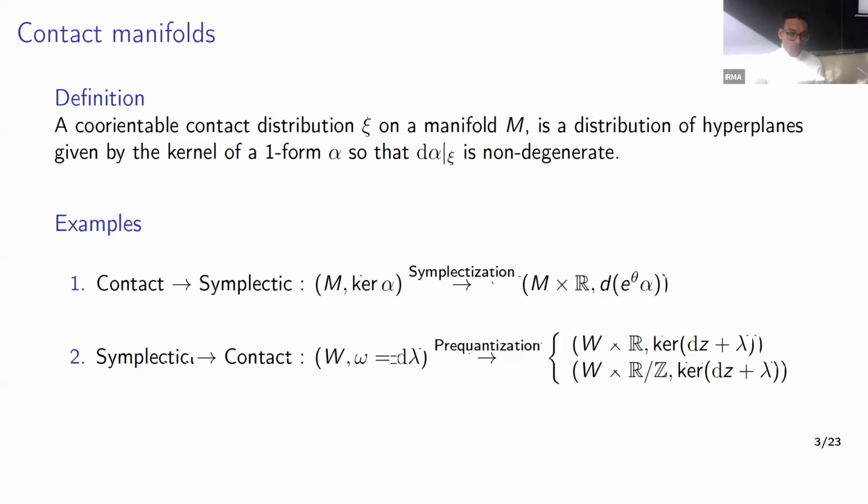One way to do so is to start with an exact symplectic manifold, a symplectic manifold such that omega is given by the differential of a one-form lambda. Then if you take the product of the symplectic manifold with R, you can look at the distribution given by the kernel of the one-form dz plus lambda, and this gives you a contact distribution. Since the one-form dz plus lambda is invariant under translation in the R direction, you can take the quotient, and this one-form descends to a one-form on W times S^1. This is what we call the prequantization. Later on, we will talk about more general prequantizations, but this is a first example of prequantization that is open, because if you have a symplectic manifold which is exact, it has to be open.